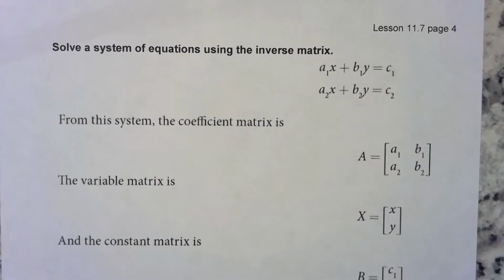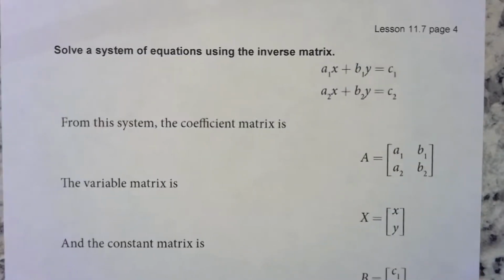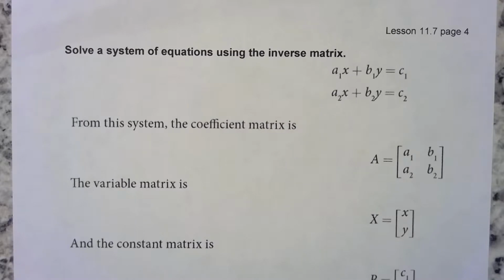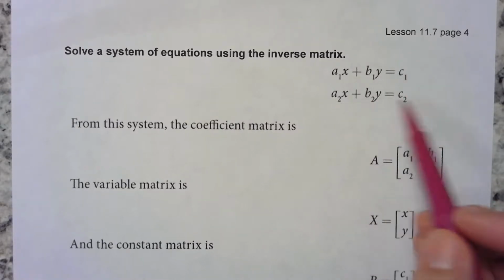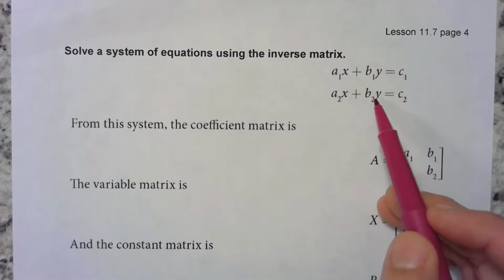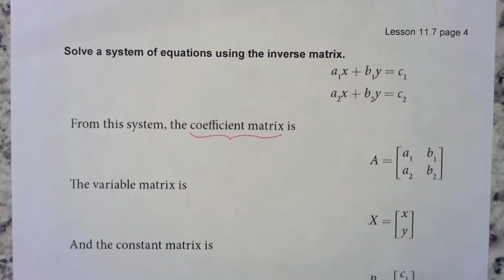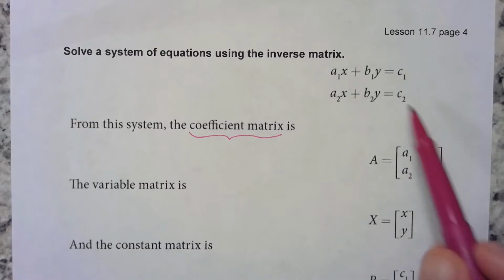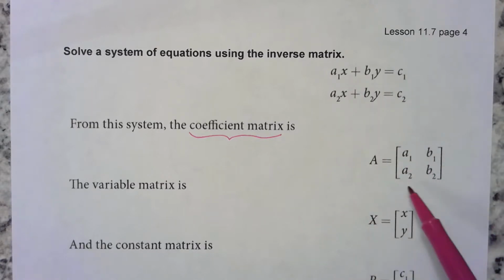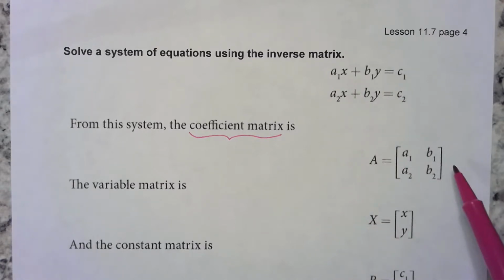Now, solve a system of equations using the inverse matrix. This is just the generic form of two linear equations in a system. Remember, your A, your B, and your C, those are just numbers. X and Y are your variables. So what you want to do is set up your coefficient matrix, which is pretty much what we've been doing, except before we augmented it. So you'll see we have our coefficients, A, B, A, B. This is your coefficient matrix.